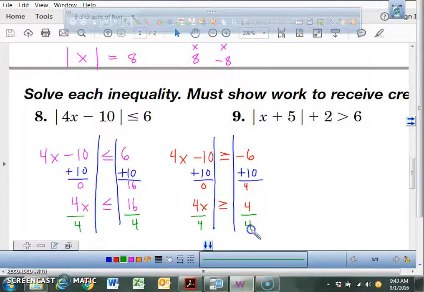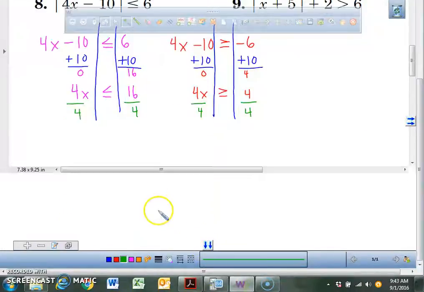And why did you choose 4? Because that's the number right in front of the x. Very easy. So we've got a positive one over here: x is less than or equal to 4. And then this one worked out to what? X is greater than or equal to 1. There we go. So we've got 2 answers. Whenever you're solving absolute value inequalities, you're not going to have one answer. You're going to have 2.